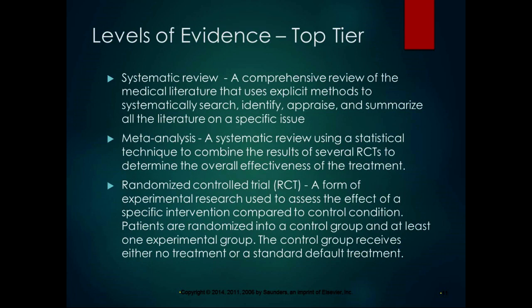So a randomized control trial is sort of the holy grail of research, and it's what a lot of researchers can do, as a group. It's a form of experimental research that is used to assess the relative effect of a specific intervention compared to a control condition. So the randomized part is patients are randomized into a control group and at least one experimental group. And sometimes more than one. So it can be like people are getting 3 different treatments, or the test treatment, the standard treatment, and then no treatment, something like that.